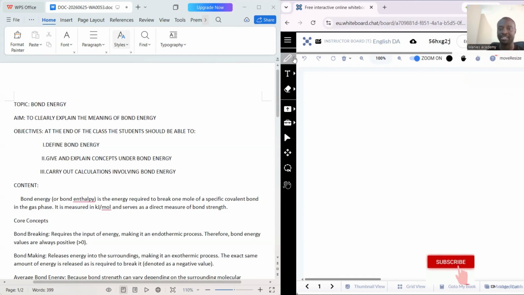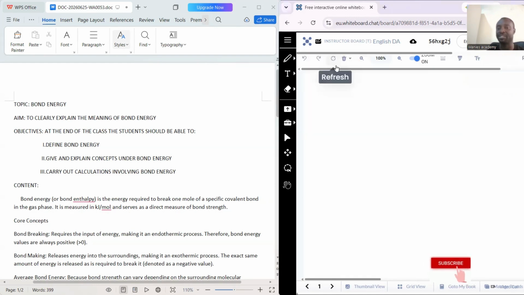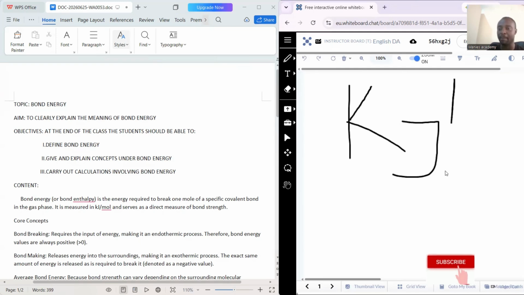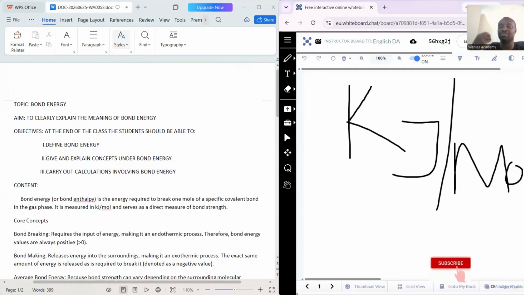And bond energy has a unit. The specific unit for bond energy is kilojoule per mole. Basically, bond energy serves as a direct measure of the bond strength. It is used as a basis for determining the bond strength of a given chemical reaction.